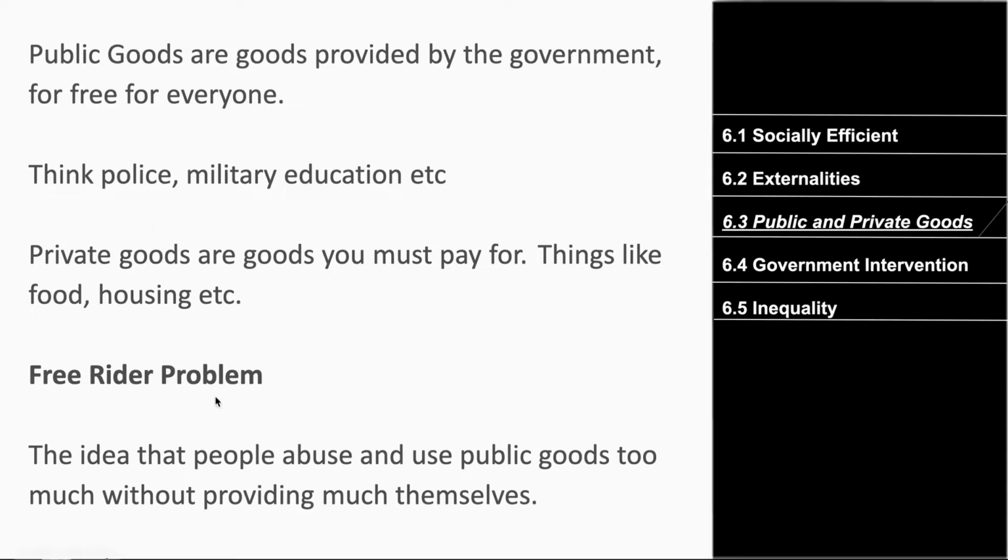Now we have the free rider problem. It's the idea that people abuse and use public goods too much without providing much to society themselves. So everyone takes advantage of public goods, but they don't necessarily provide that much of use to society. That's the free rider problem.